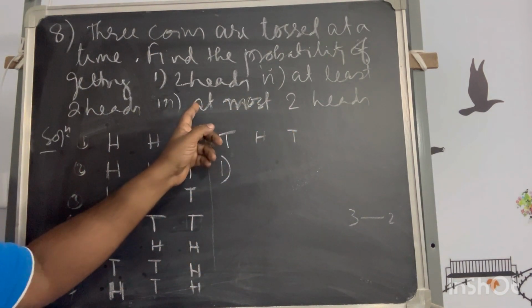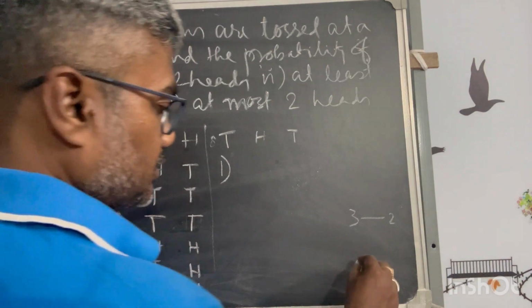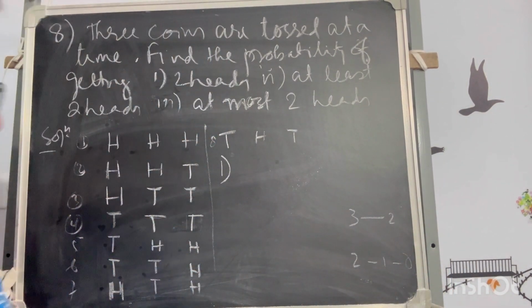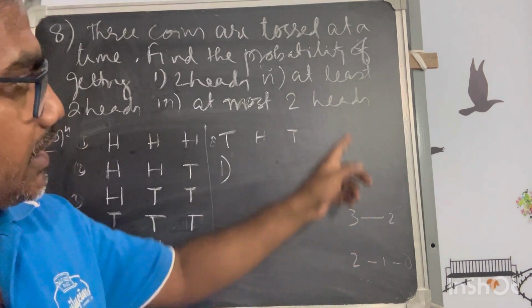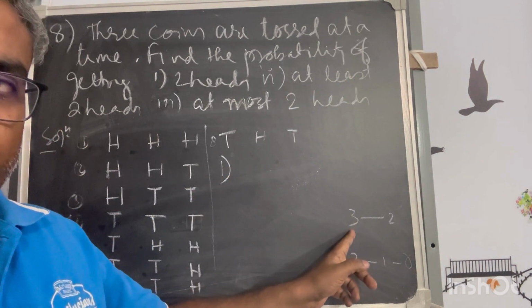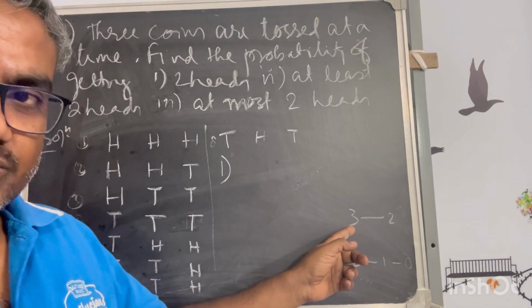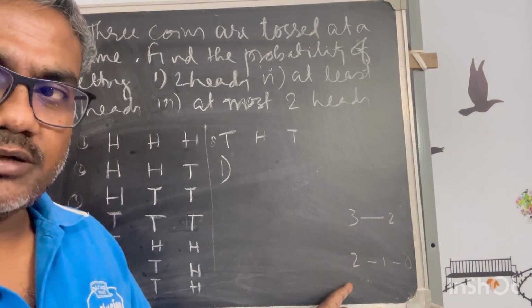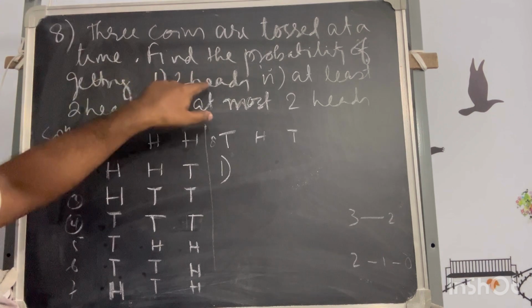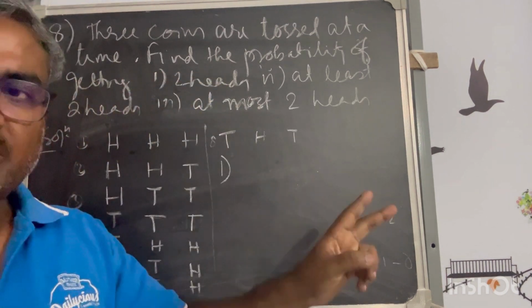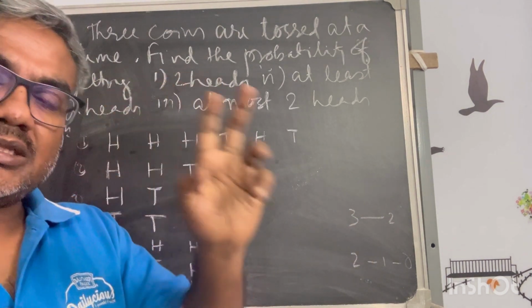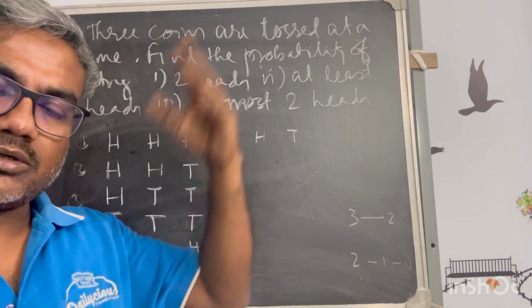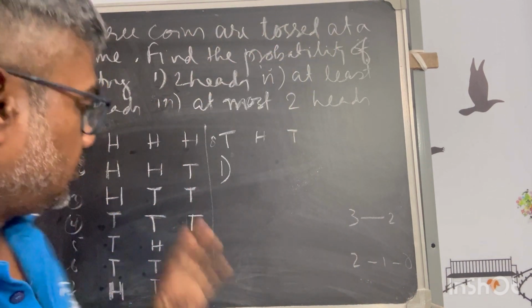The third one is at most 2, so that means 2, 1 and 0. This will be the choice. Second case, at least 2 means 3 is possible because least is 2, maximum is 3. And at most 2 means least could be 0. In this case, getting 2 means definitely 2 heads only, so you cannot go above or below 2.